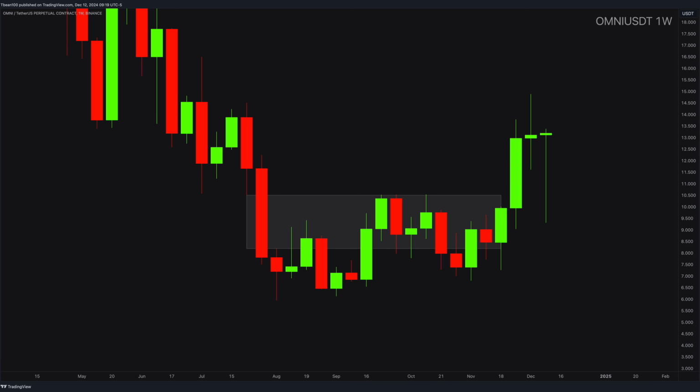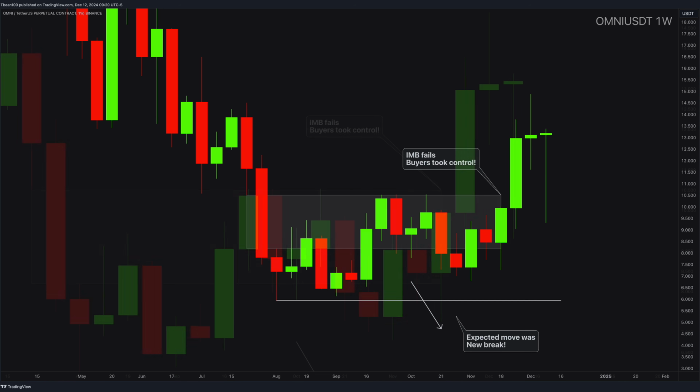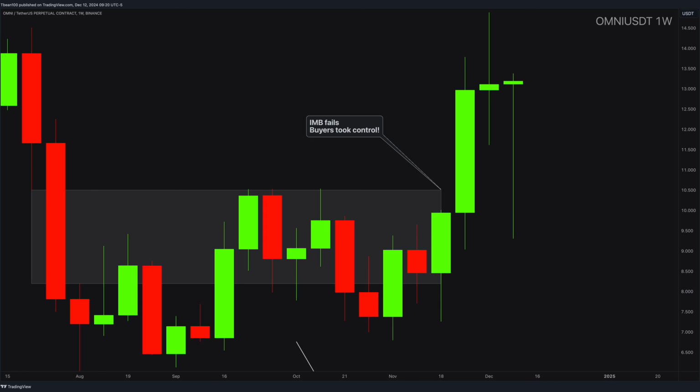When I first look at this coin, this very large weekly imbalance interests me so much. Price struggles way too much inside this imbalance. Remember, the purpose of any kind of imbalance: push the price and create a new break and let the trend continue. But this imbalance fails really badly and the buyers take the control back.